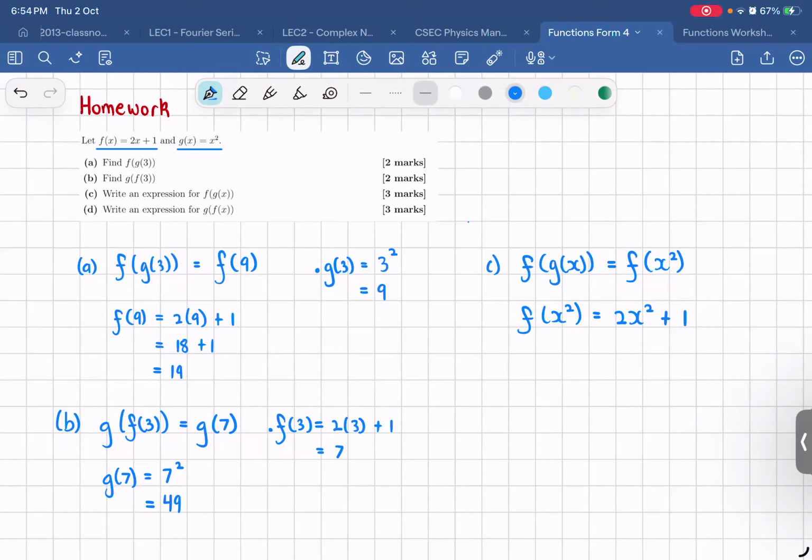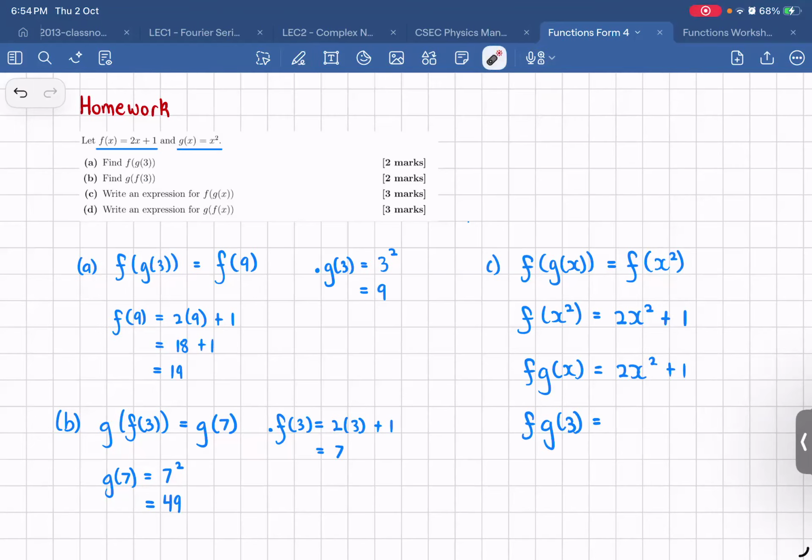And that brings me on to something else I want to show you. In question 1, the question had asked us to find fg of 3. So what we just found for fg of x, we found to be 2x squared plus 1. Do you think we could use that function to find fg of 3, which is what they asked for in the first part? If you don't know, tell me. Be honest with me.